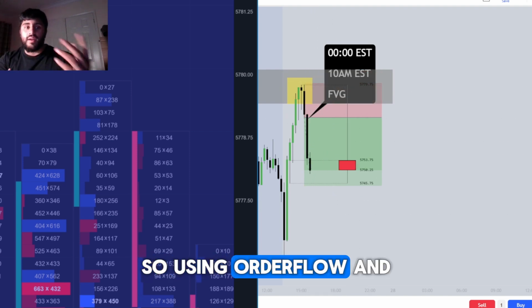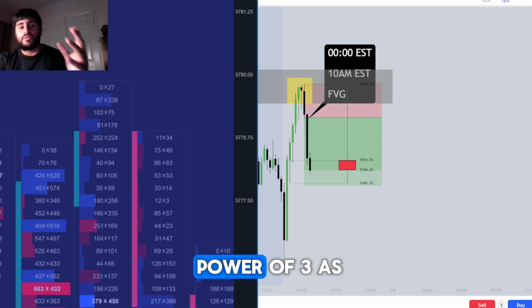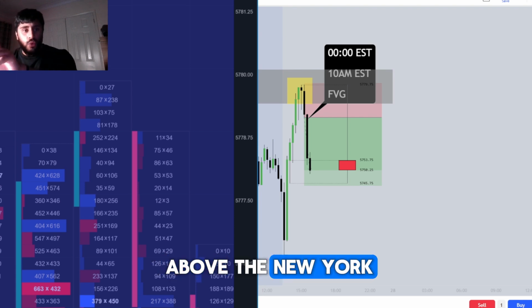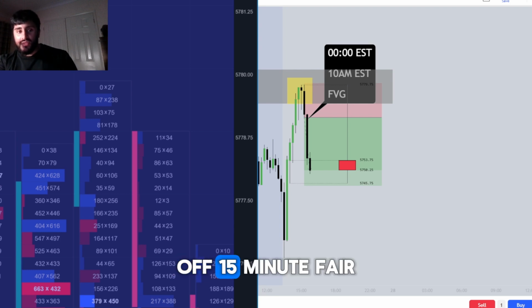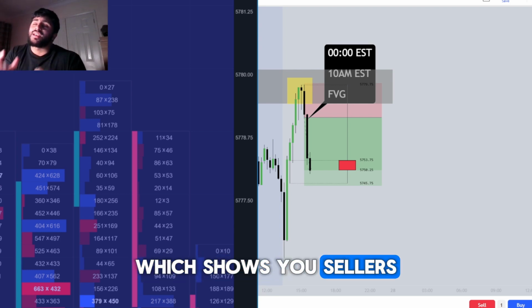So using order flow and ICT is the most important thing, and you want to use the power of three as the glue together. You want to be selling above the New York midnight opening price and 10 a.m. Eastern off 15-minute fair value gaps, and you want to see buyers trapped, which shows you sellers are in control.